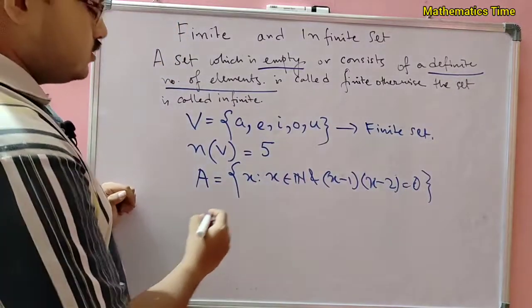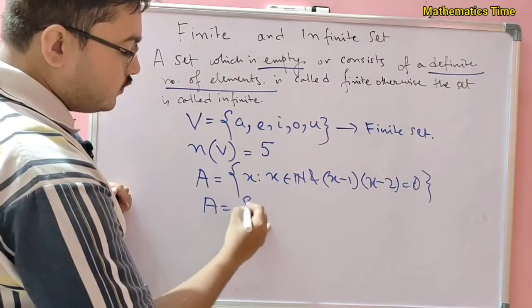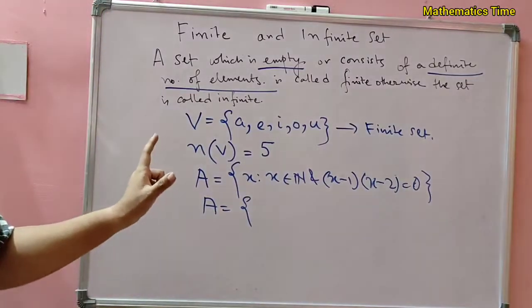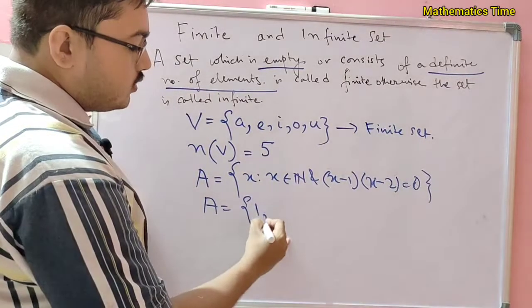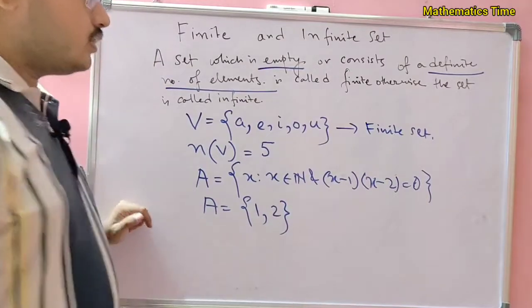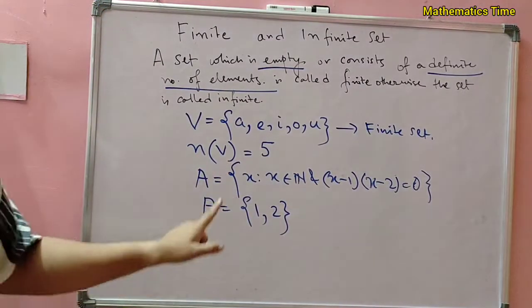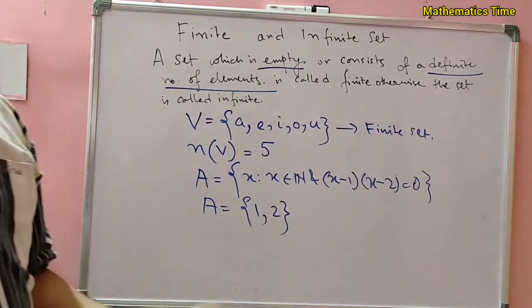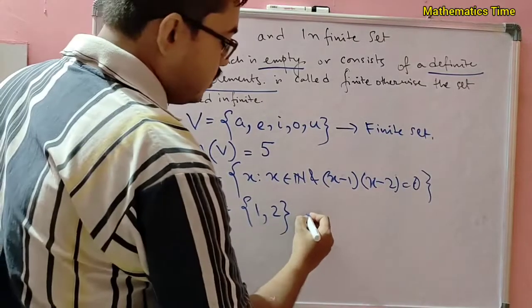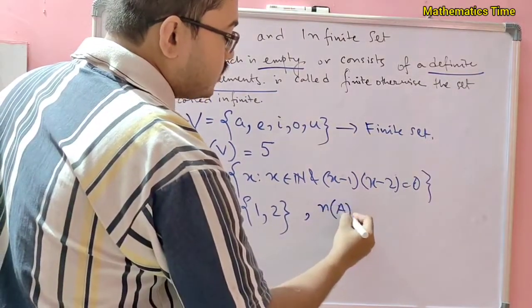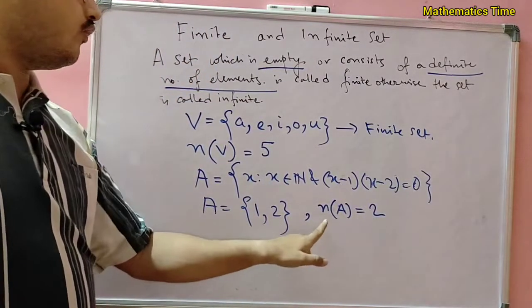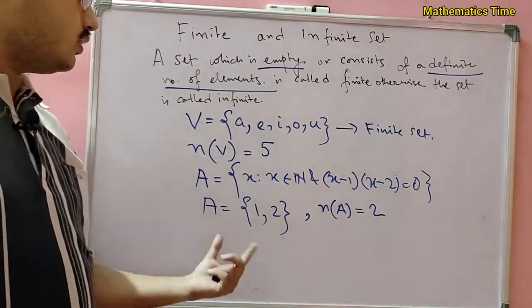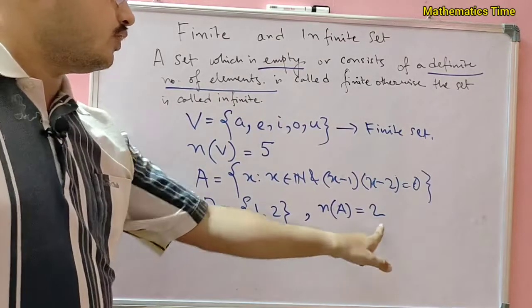By solving this, if we represent this set in tabular form, we will get this. These 2 elements are in the set A. If A is defined by this, how many numbers are in the set? There are only 2 members. So n of A, the number of distinct elements in the set A, will be 2.